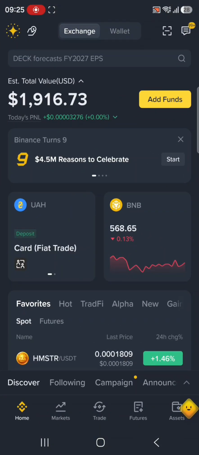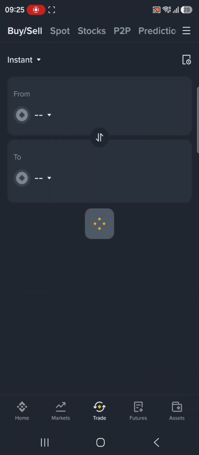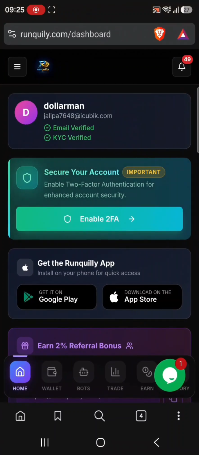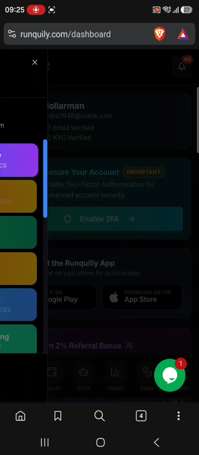Like me, you see my centralized platform is Binance and I'm holding 1,900 USDTs. So this is how you buy your assets. It's only via P2P. You can use any account, but for a decentralized platform, you need to use runquilly.com. And arbitrage actually has been made easier.